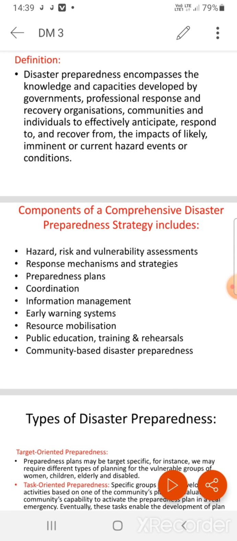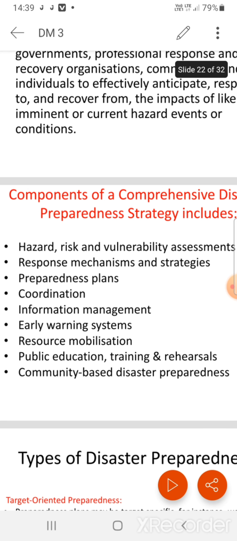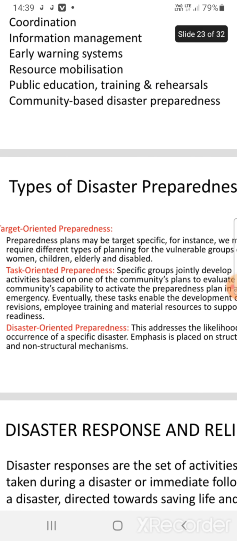Resource mobilization, that is movement of resources during a particular situation, and foreseeing a particular situation, the movement of resources is carried out. Public education, training and rehearsals are made in advance. Community-based disaster preparation is also made, which will include the people of the local area, people of the higher authorities, skilled trainings, etc.